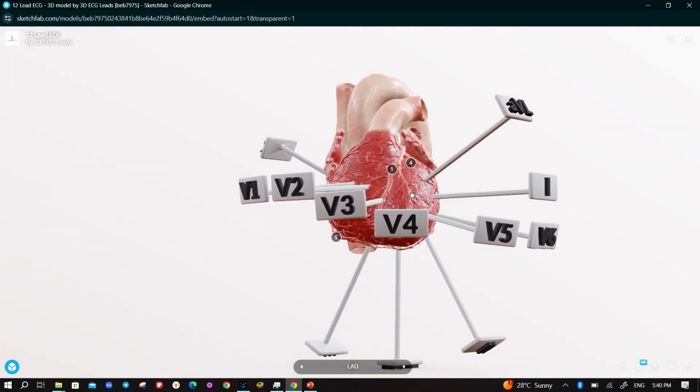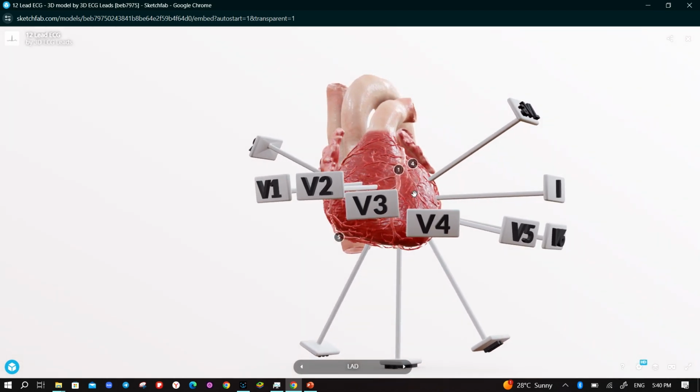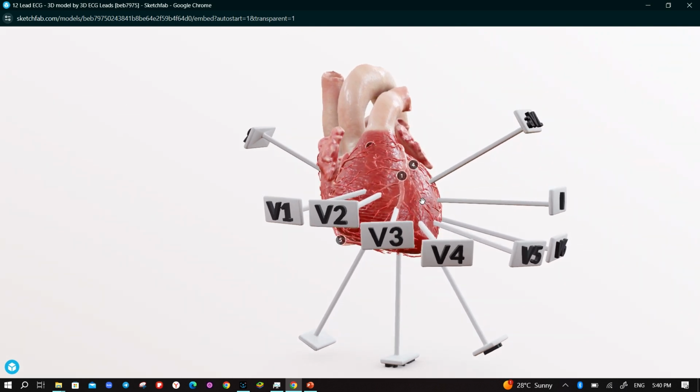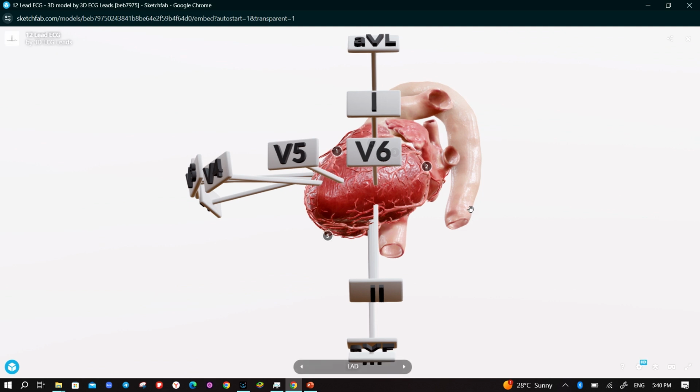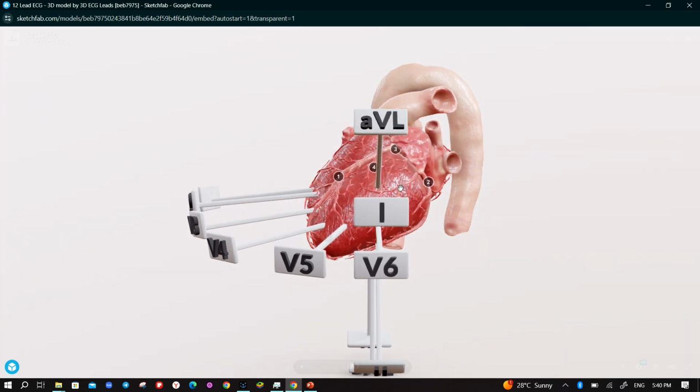So, now let's combine all the leads together this time. For example, if I ask you for the leads of the left side of the heart, which leads will you tell me? Of course, you'll move to this side. You will say AVL, lead 1, and V5 and V6 as well. They look at the heart from a left lateral side.